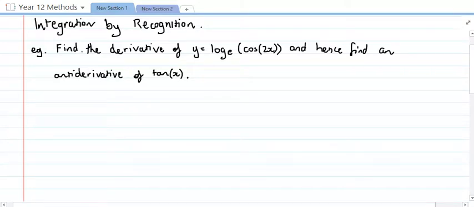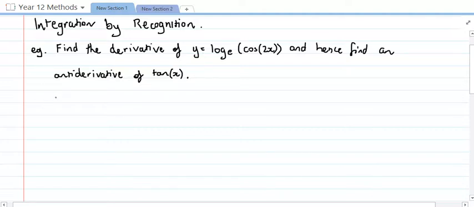And one of my personal favourites. Find the derivative of y equals log e of cos 2x, and hence find an antiderivative of tan x. So, to start off a question like this, it says find the derivative of this. So that's the first thing that we need to do.